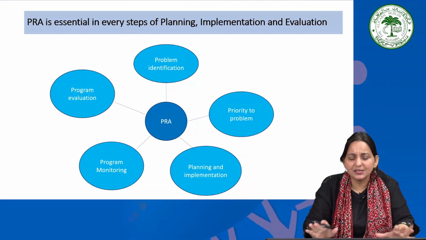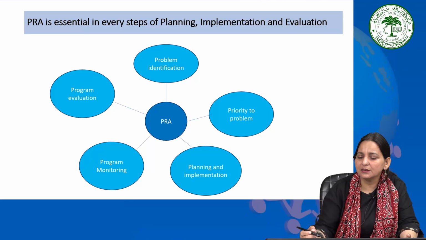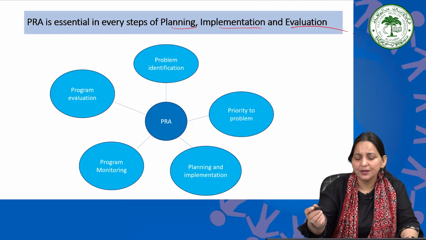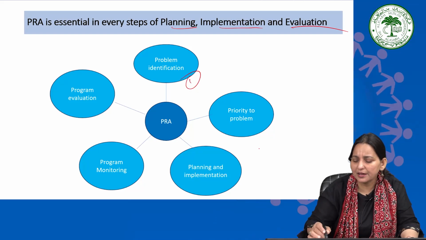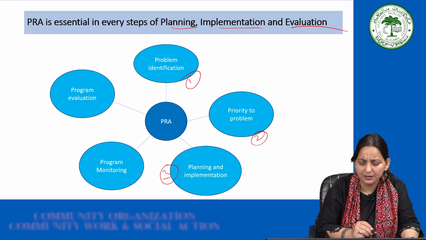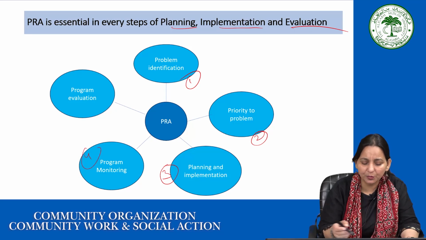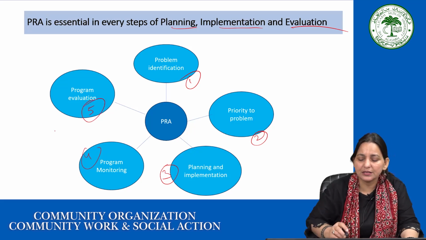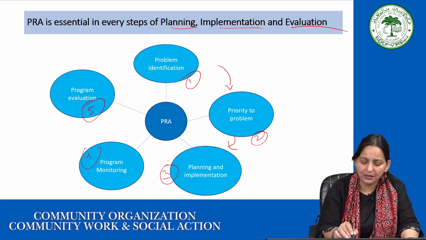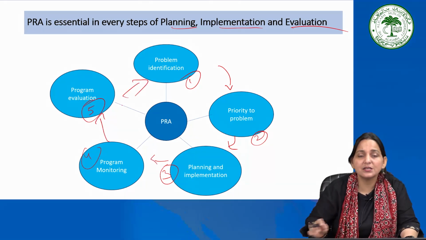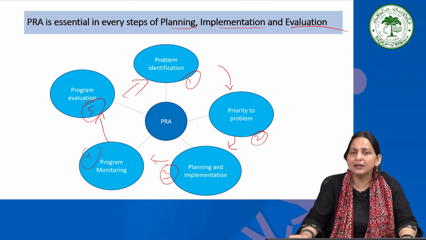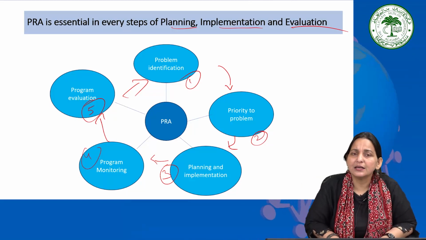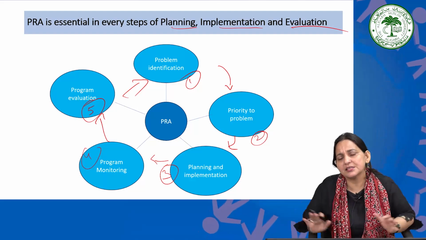Now this is just a summarization of the same. PRA is used from planning to implementation to evaluation. First is problem identification, then priority of the problem, then planning and implementation, then program monitoring, because once you implement the program it needs to be monitored, and after the whole program has ended, you need to evaluate it. So this is the kind of circle. By understanding this circle, it will be easy for you to understand the whole process of the PRA technique, the whole process of the project and program, with the help of the PRA technique at every step.